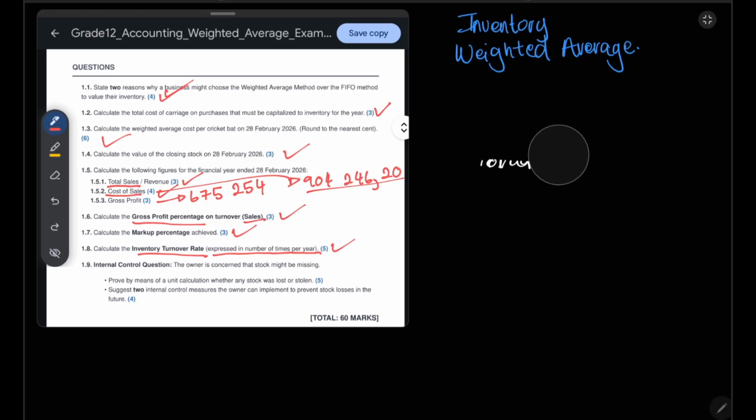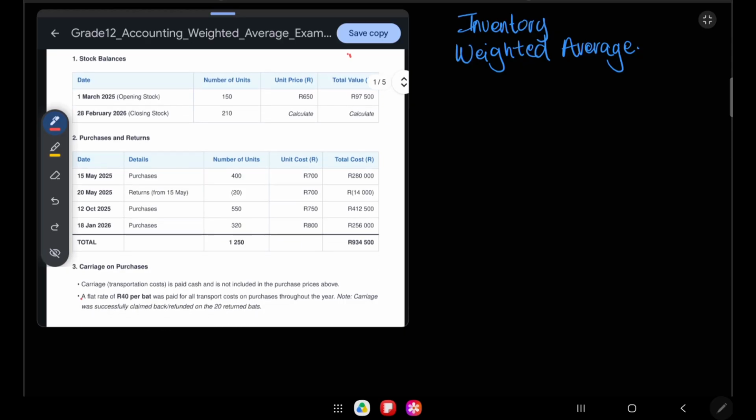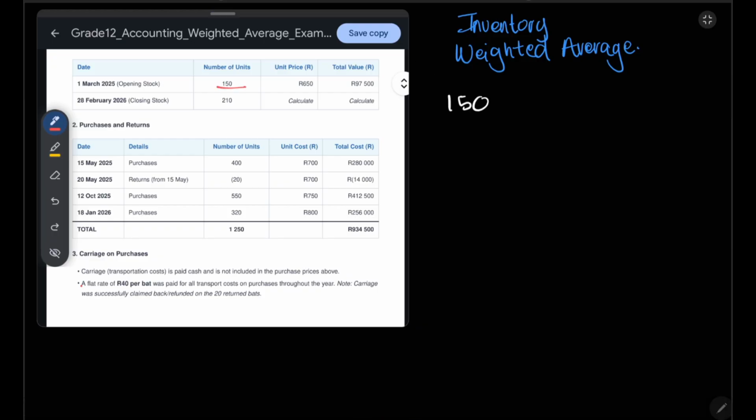We have an internal control question. The owner is concerned that stock might be missing. Prove by means of a unit calculation whether any stock was stolen. Okay, so how do we check this? Let's start from the beginning. They said that we should check the units, okay? In terms of the opening, meaning what we had at the beginning, we had 150 units. And there's your 150 units.